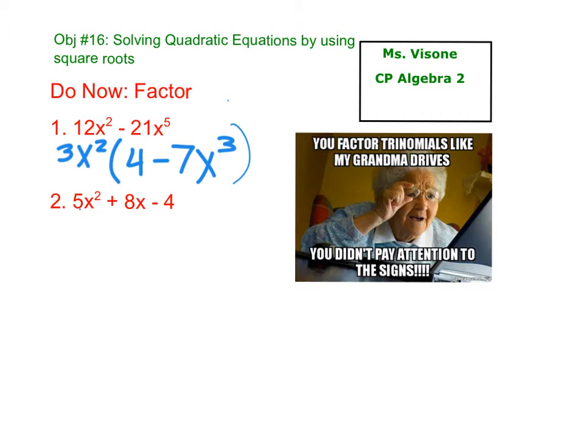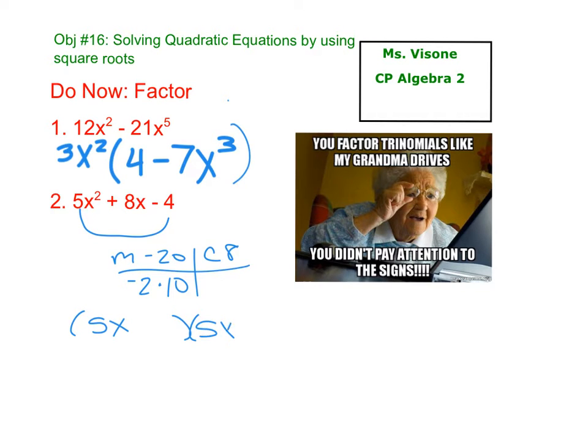Number 2, that's a slide. So we multiply 5 times -4 to get -20, and they combine to 8. That is 2 times 10 with a -2. 5x, 5x, minus 2, plus 10. Divide, and we get 5x minus 2, x plus 2. That's it.